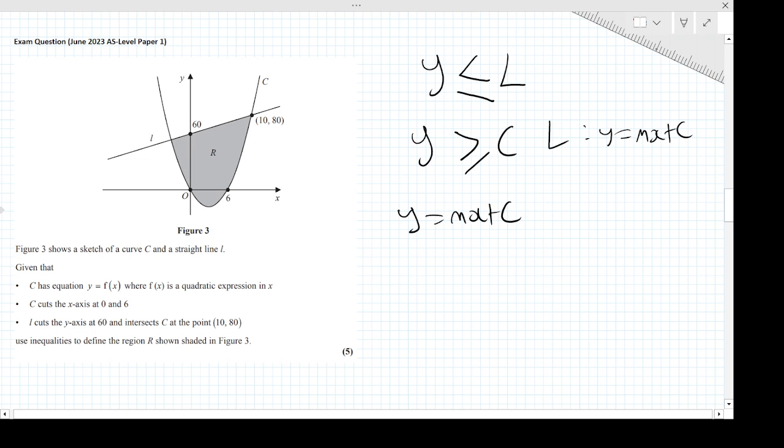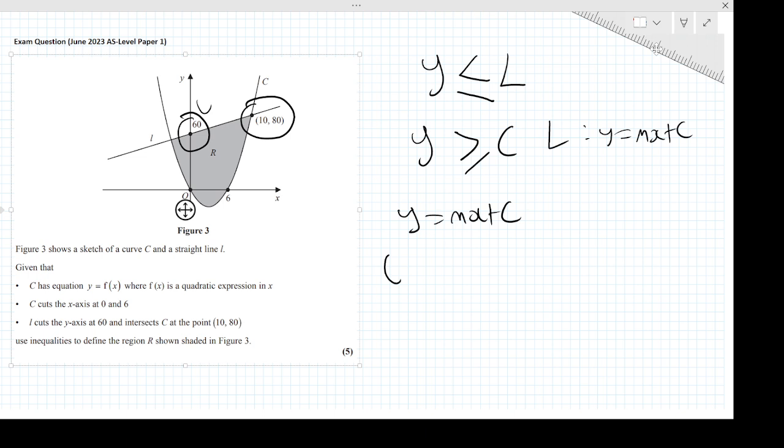Actually, what we can do is we know 2 points on the line. We know this point and this point lie on the line. We can use that to find the equation. So firstly, we have the point (0, 60). The y coordinate is 60, and it's on the y-axis, so x is 0, y is 60. We can then substitute that into our equation.